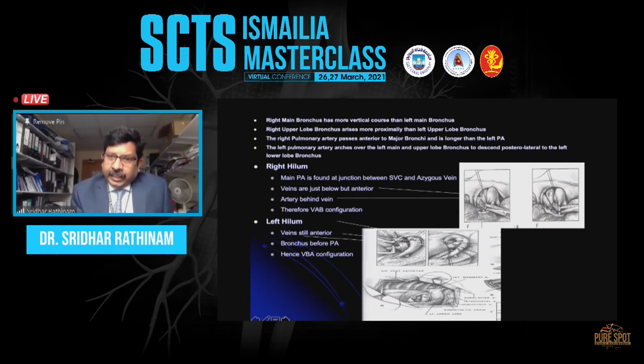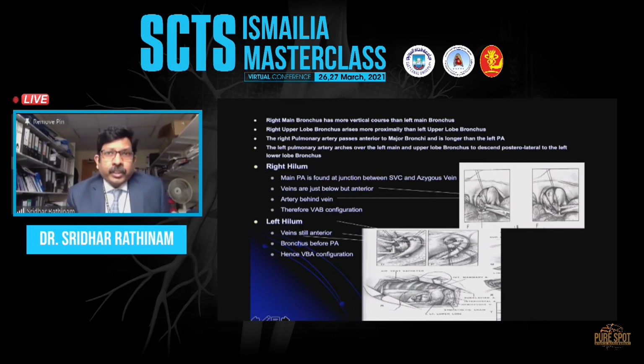And the hilum, again, is different when we're talking about anatomical resections of taking the vein, artery, and vessels. The PA is found at the junction of the SVC and azygos on the right. The veins are just below but anterior to the artery. So the configuration is vein, artery, and bronchus closer to the hilum. And on the left side, the vein is still anterior, but the bronchus is interposed between the PA, so it is a VBA configuration. So you have to take this into consideration when you're doing a lobectomy, more so when you're doing a VATS lobectomy and you're going to be working from a distance.